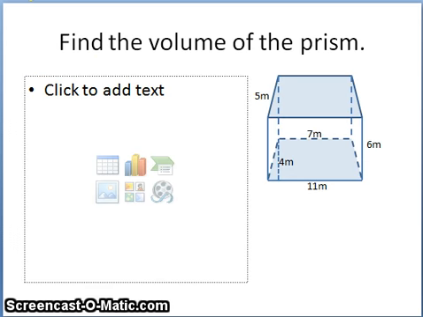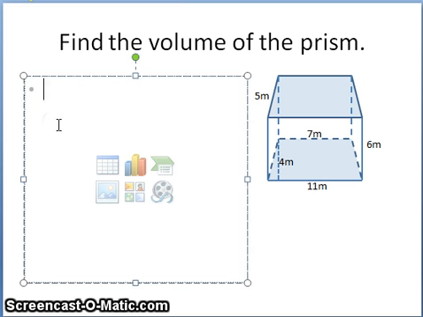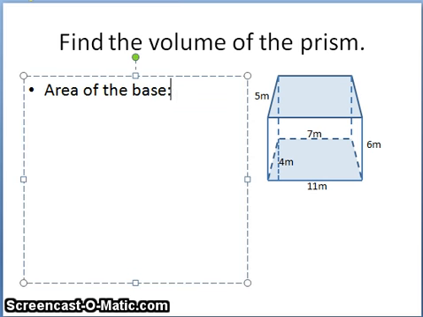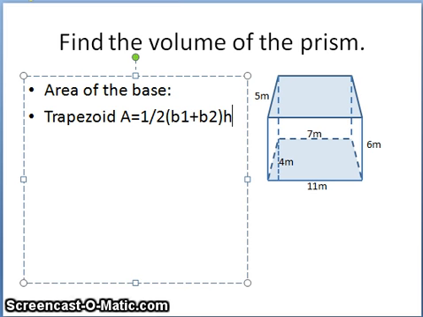Here's an example where the base is not a rectangle. The base on this is a trapezoid. So we'll need to start by finding the area of the base, which in this case for a trapezoid, the area is going to be, remember we had this before, 1/2 the first base plus the second base, or multiplied by 1/2, that's why the 1/2 is out there, times the height of the trapezoid.